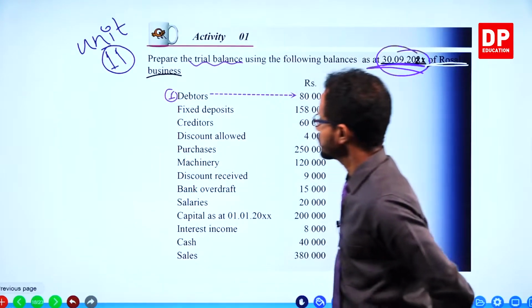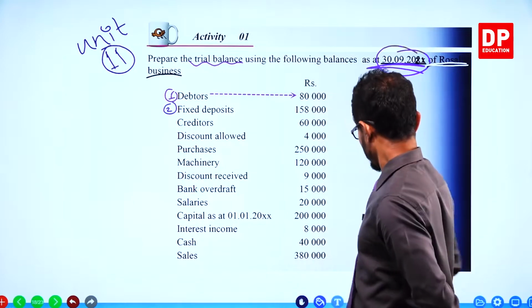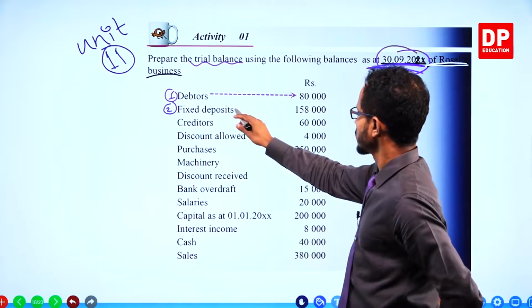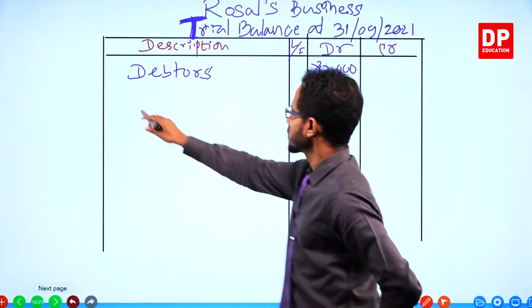Next one. Second one, we have fixed deposit, 158,000. Let's put that.